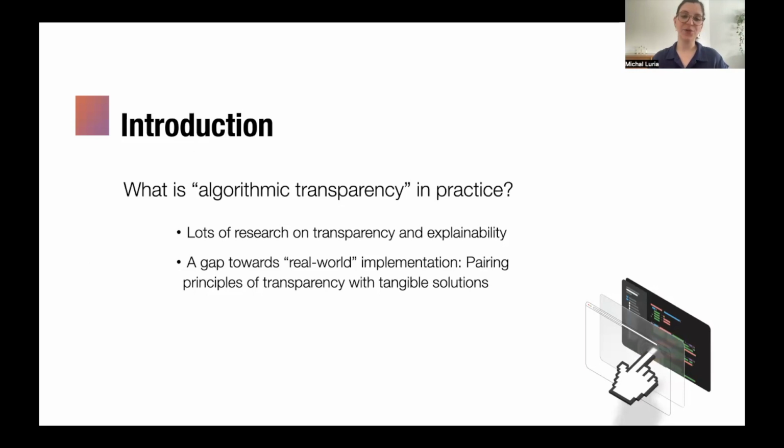There has been quite a lot of work about transparency and explainability, and researchers have defined a range of principles, guidelines, and frameworks for both transparency and explainability, and those were intended to help practitioners. However, recent work shows that there is still a gap between those principles and being able to implement them in real-world products. And so we attempted to address that gap.